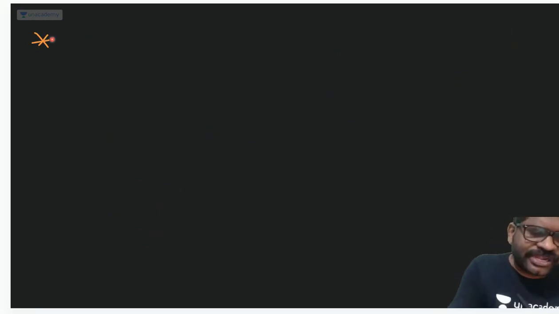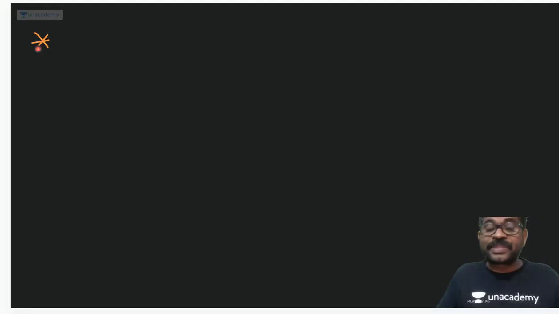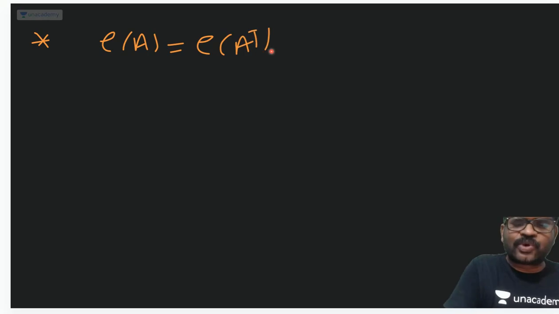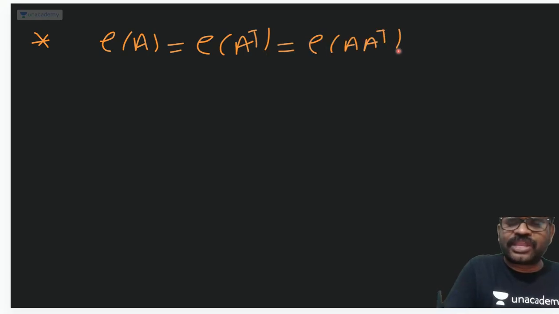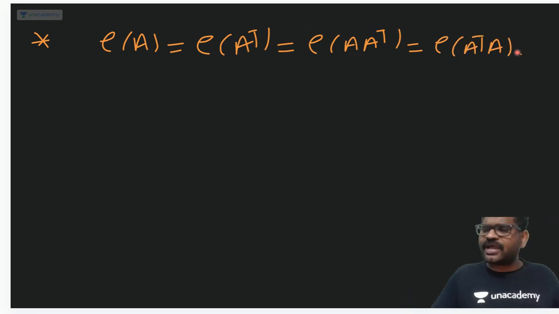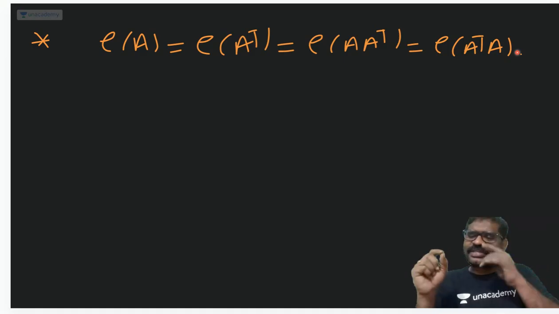Next point, next property. Rank of A, rank of A transpose, rank of A into A transpose, rank of A transpose into A are always the same.